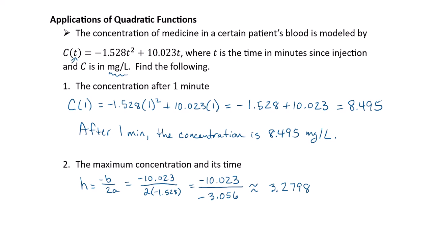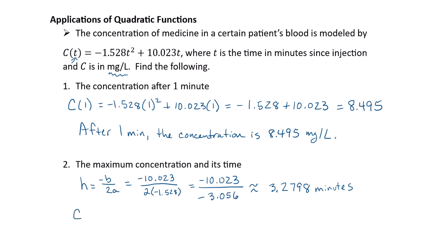All right, and that's going to be your t. It's the x part of your vertex. Here we're talking about t, time, so this is going to be in minutes. You might even round that to 3.3 minutes. Just depends on what your homework is asking you to do. And then we need to find k.